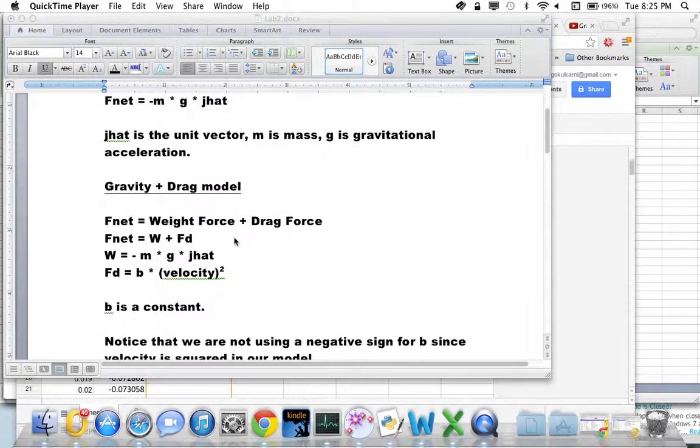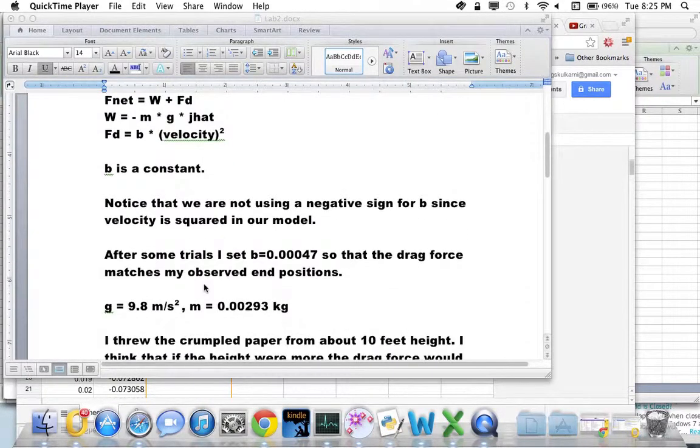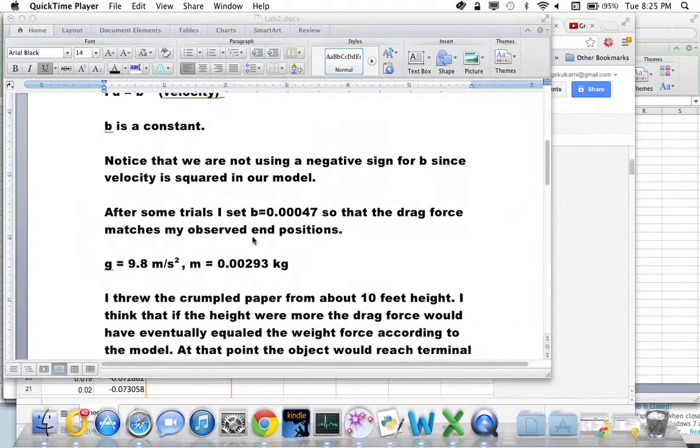This is like the gravity and drag. So we're adding drag. So F net would be the gravity plus drag force on the crumpled piece of paper. So the F net would be W for the weight force and FD for drag force. We know W equals negative m multiplied by g multiplied by j hat, and FD equals a constant, which we're going to call b, multiplied by velocity squared. B is a constant. Notice that we're not using a negative sign for b since the velocity is squared in our models.